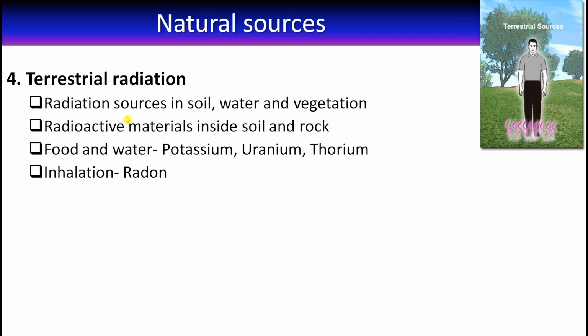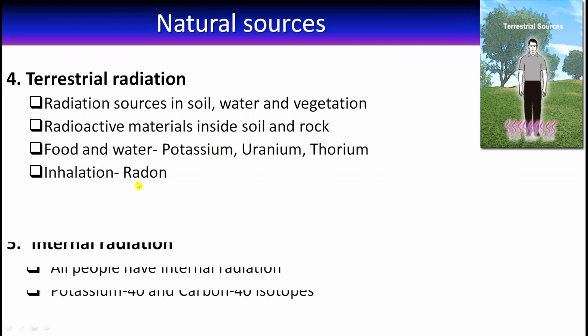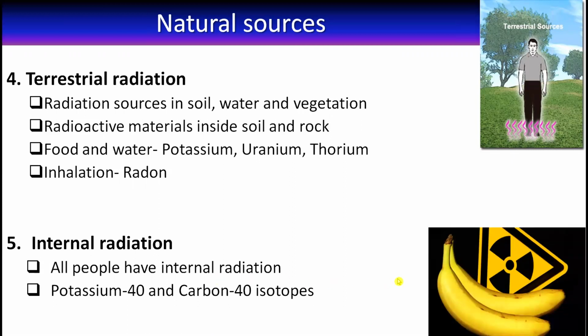Terrestrial radiation refers to the sources of radiation in soil, water, and vegetation. Radioactive materials exist inside soil and rock. Some of the radioactive materials like potassium, uranium, and thorium are ingested with the food and water, while others like radon are inhaled. Internal radiation. Our bodies contain some traces of radioactive elements that expose our tissues to continuous low-level radiation. This internal radiation primarily comes from potassium-40 and carbon-14 isotopes. The amount of radioactivity from potassium-40 contained in about 500 grams of bananas is 65 becquerel.